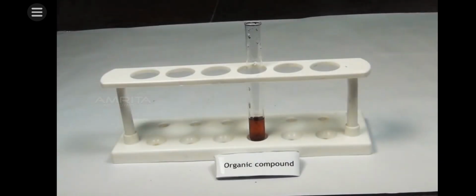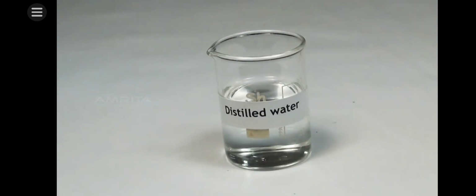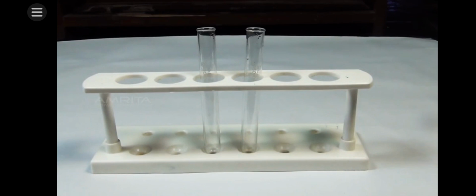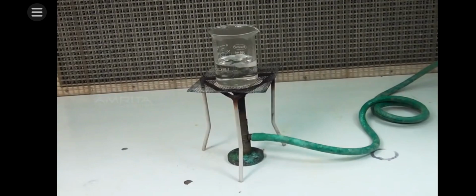Liebermann's test. Materials required: organic compound, sodium nitrite, concentrated sulfuric acid, distilled water, sodium hydroxide solution, test tube, spatula, droppers, water bath and Bunsen burner.